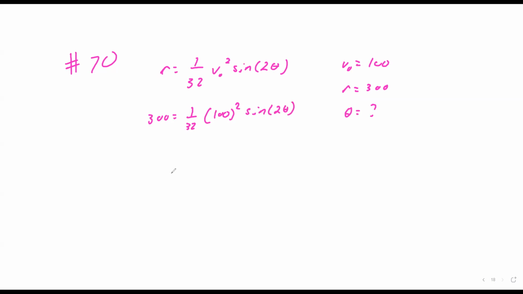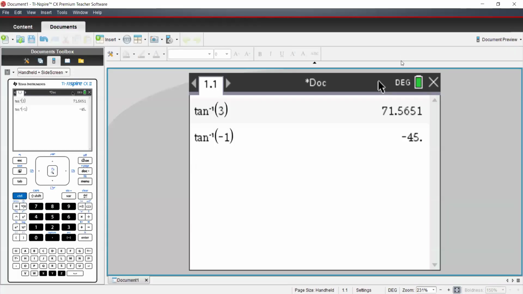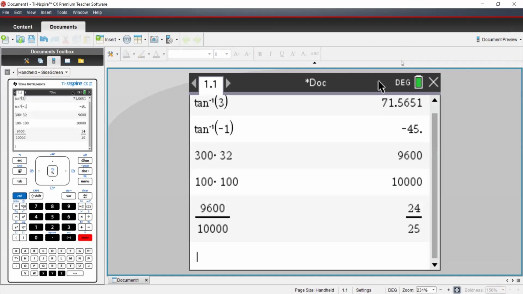All right, so again, it looks complicated, but it's not too bad. So what I'm going to do is switch back over to the calculator so you can see it. All right, so we have 300. I'm going to multiply that by 32 on both sides to get rid of the fraction. 100 squared is 10,000, so I'm actually going to now divide that. So 9,600 divided by 10,000. I get this right here.